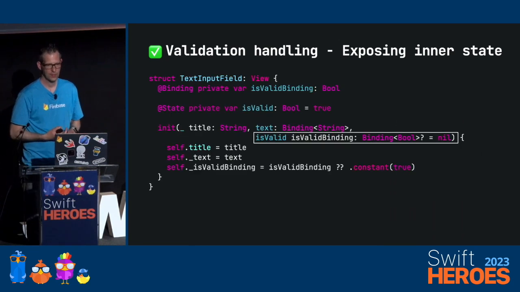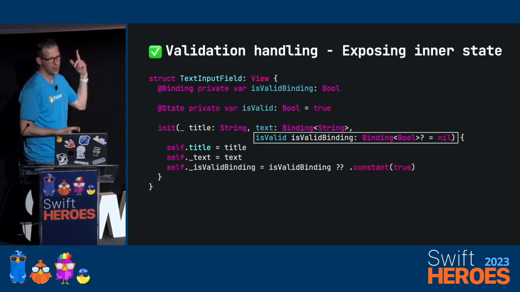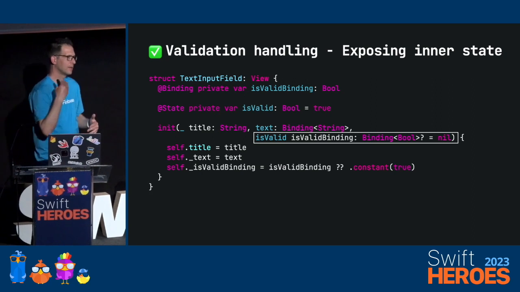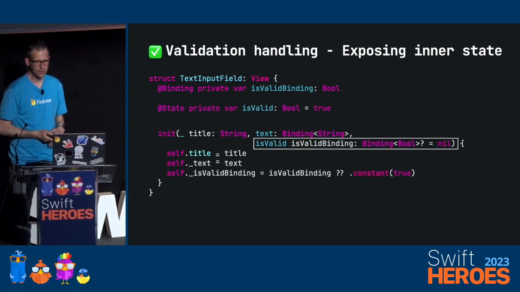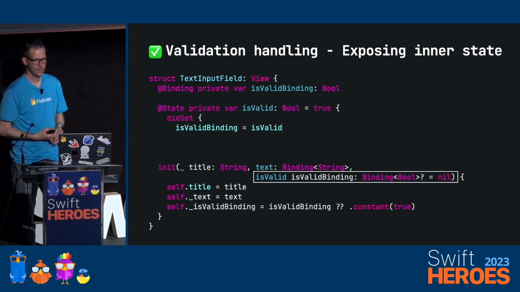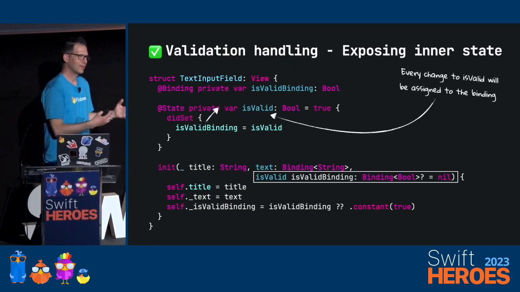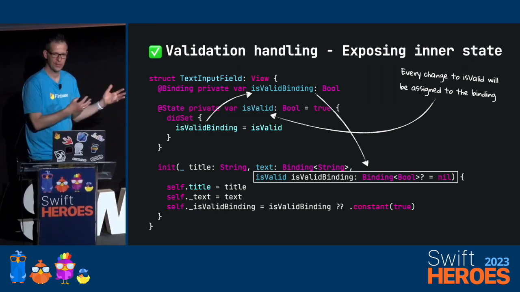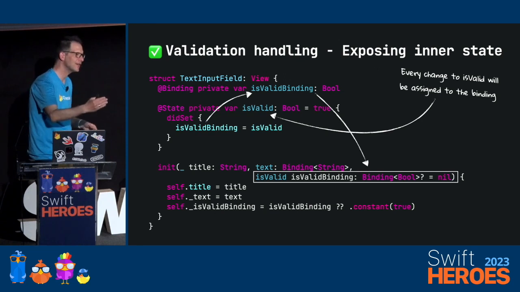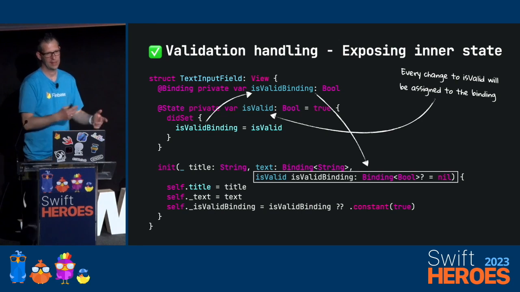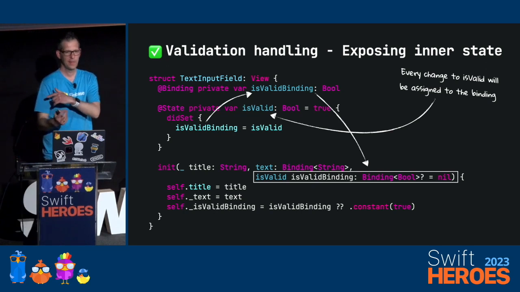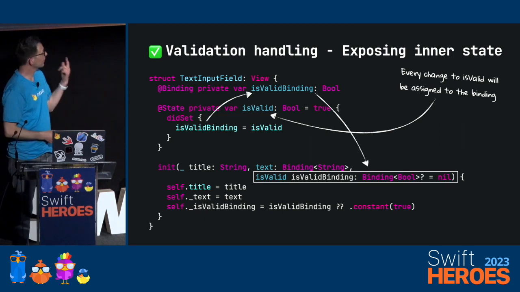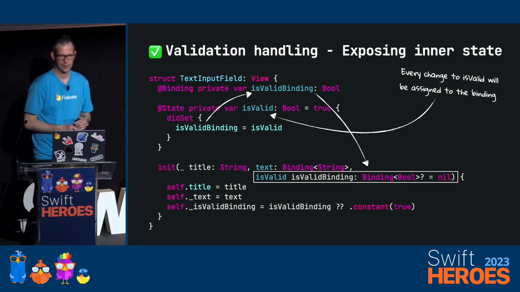Cool, so how to do that? First of all, we're going to add another optional parameter to our initializer that takes a binding to a Boolean, and then we can write back to that value. And to do that, we will add this didSet property listener to our isValid property. So whenever that changes, the didSet will be kicked in. Then we change the isValid binding property. That will update the binding, and that will go to the outside world. It looks a little bit complicated, but it works seamlessly.